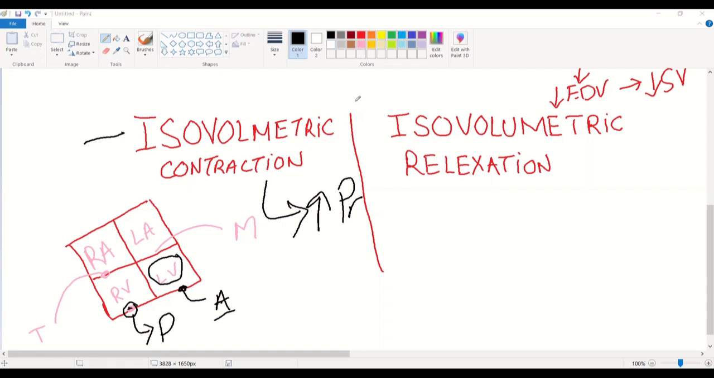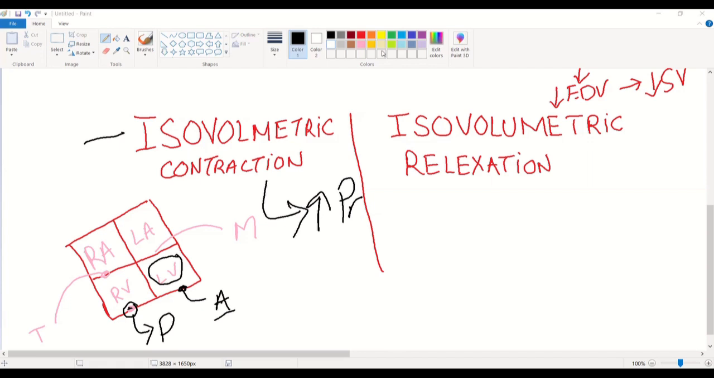Anybody? It's a simple first year basic physiology. Yeah, the question is a bit confusing. It's not confusing, I'm repeating. I like interactive sessions. The ventricles are in isovolumetric contraction. Ventricles are contracting, but volume remains the same. If you push or contract something, it means increased pressure and a change in volume, but here volume doesn't change. So why?